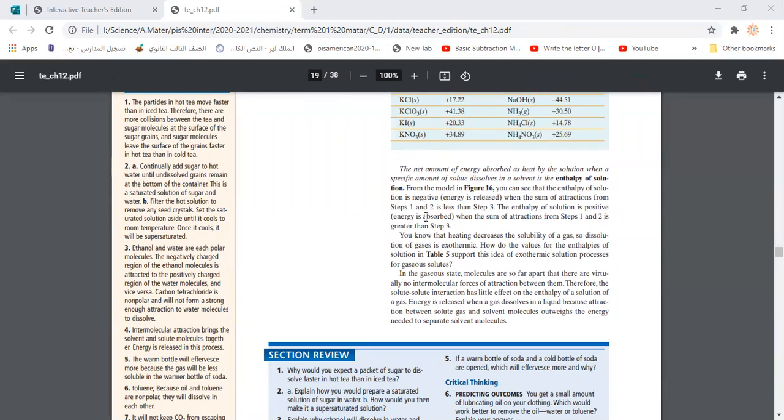So in that case, we add the energy needed in step one and step two, and then we compare it to the energy of step three. If the energy in steps one and two is more than the energy in step three, then it will be an endothermic solution that absorbs heat. If it's less, then it is an exothermic solution which releases heat.